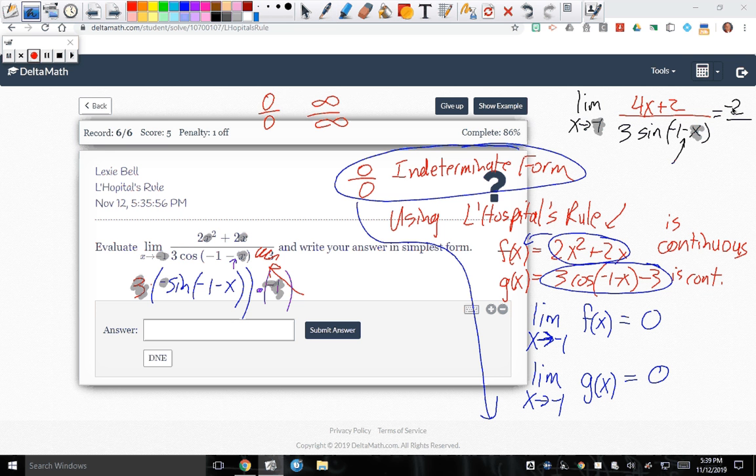Sorry. But the bottom, do you see that that's a sine of 0? What's the sine of 0? 0. Times 3 is 0. Okay? I no longer have any one of these indeterminate forms, so I can stop here. Okay? What is my answer going to be when I have -2 over 0? D and E.